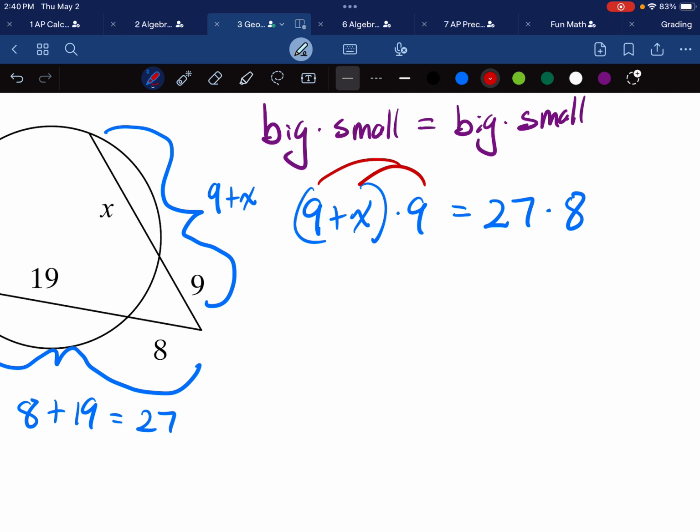We're going to distribute the 9. So it's going to be 81 plus 9x. It's going to be equal to 27 times 8. Here, I'm going to do 7 times 8, which is 56. I'm holding the 5 on my hand, but you can't see that.